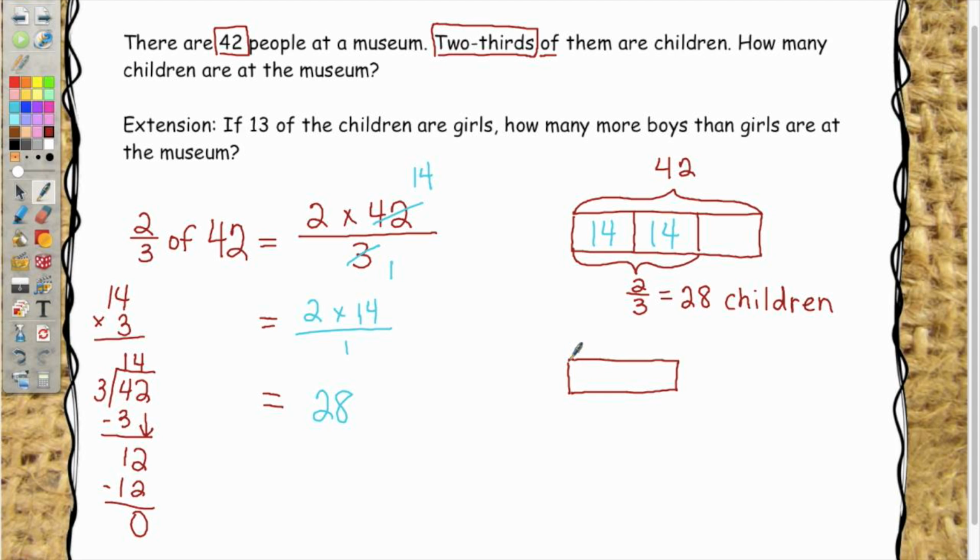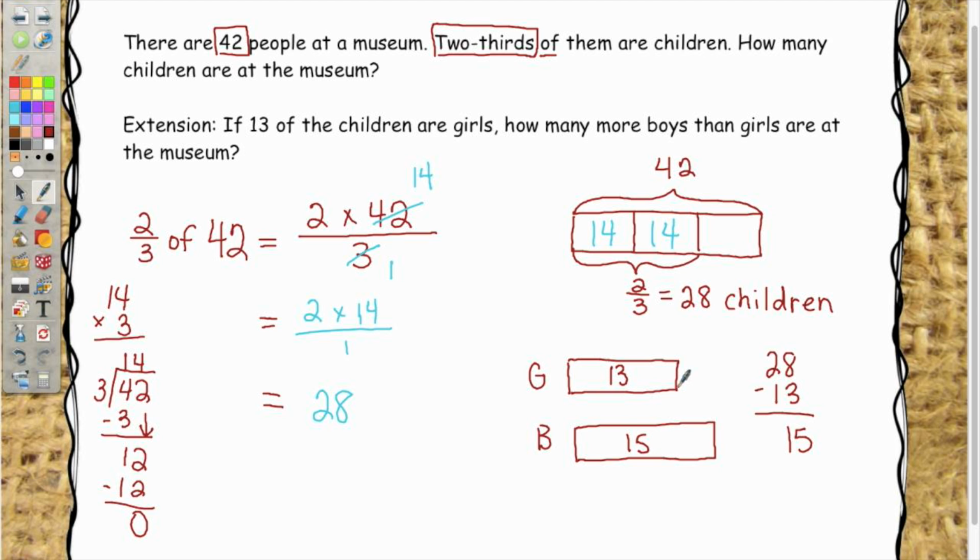So, how many total are children? 28, okay? And we have 13 girls. And she says 28 minus 13 would give us the answer to how many boys there are. Okay? So 28 minus 13 equals what? 15. 8 minus 3 is 5. 2 minus 1 is 1.